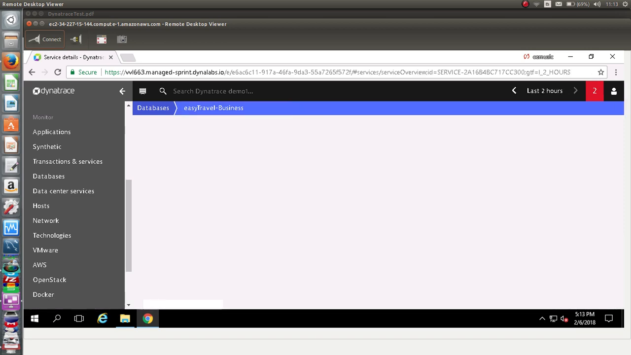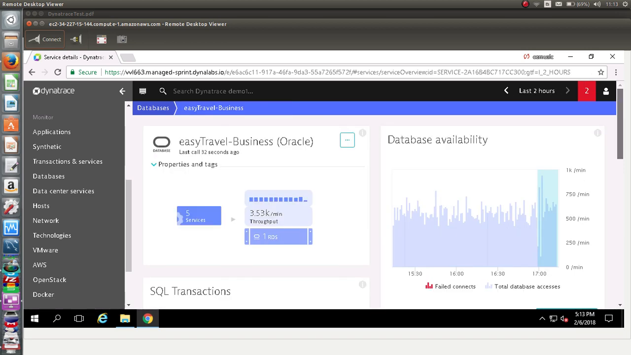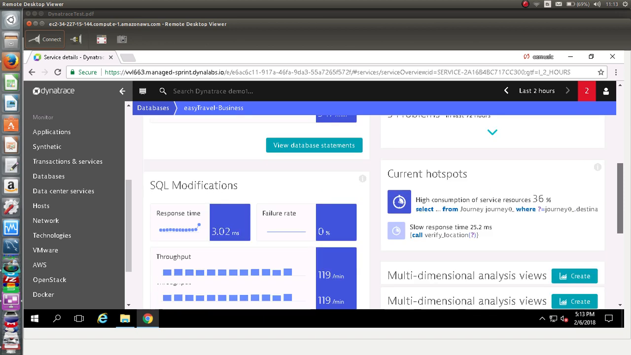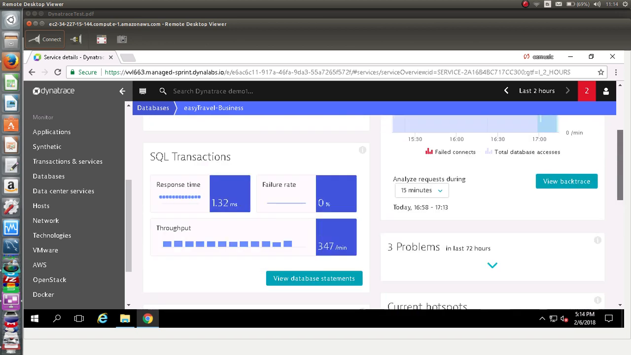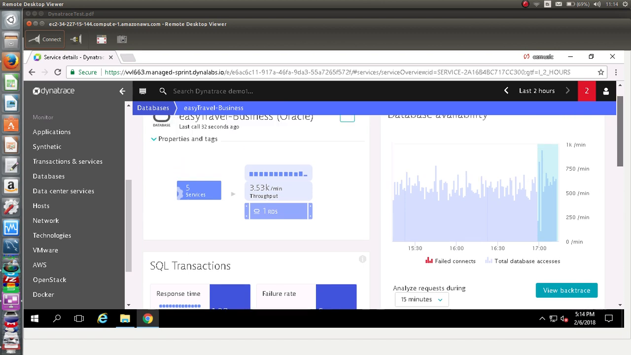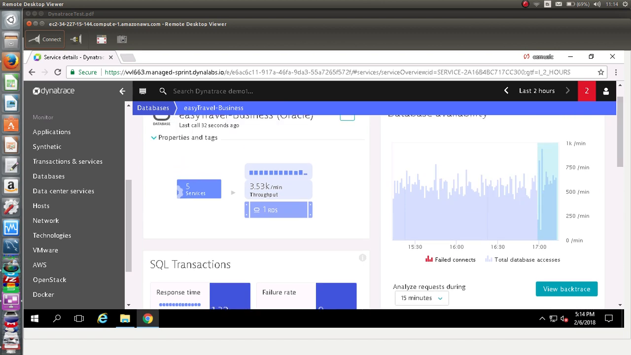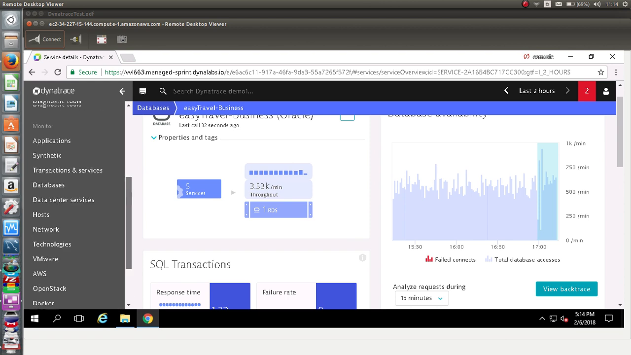Okay, also we can explore if it has any problems. Okay, we see that we have the total database access and there are no failed connects right now. Okay, so this is the main part for the analysis.